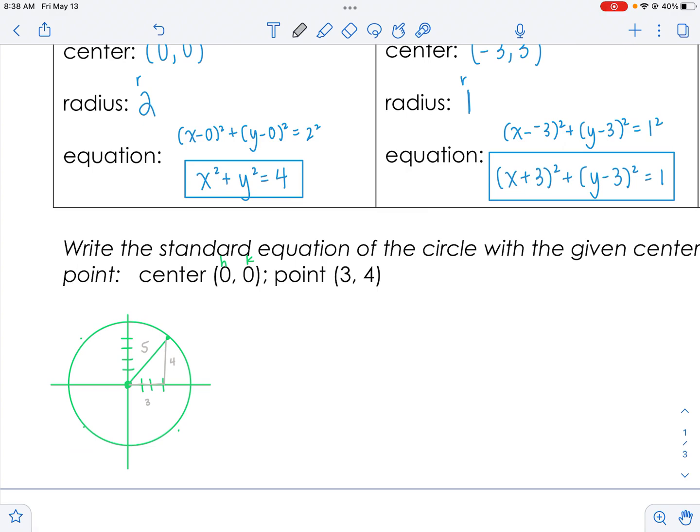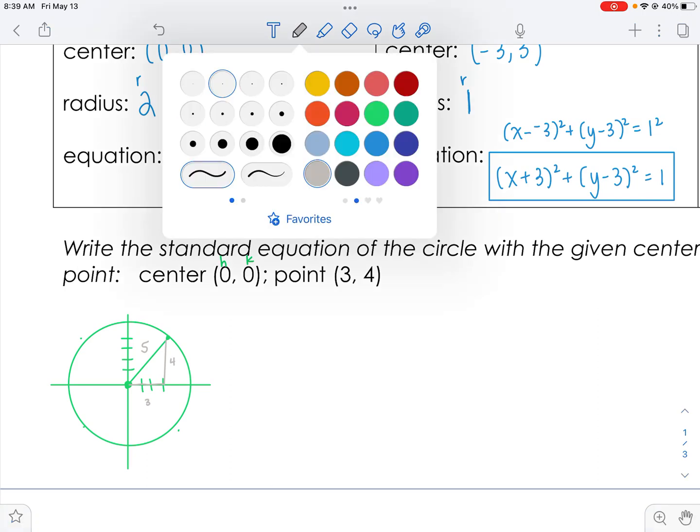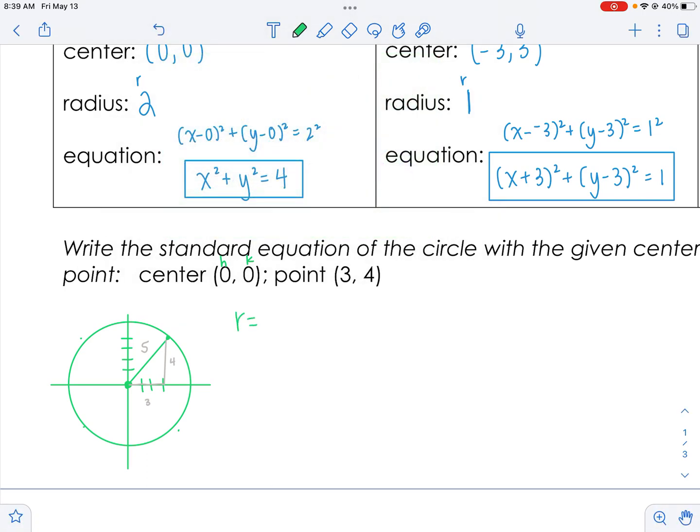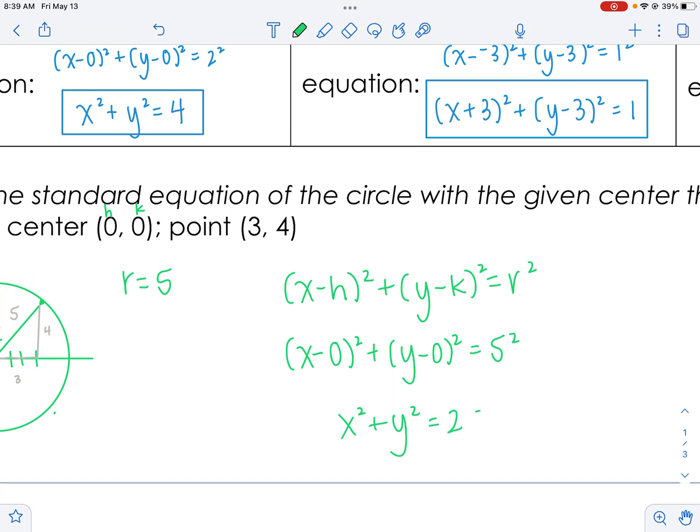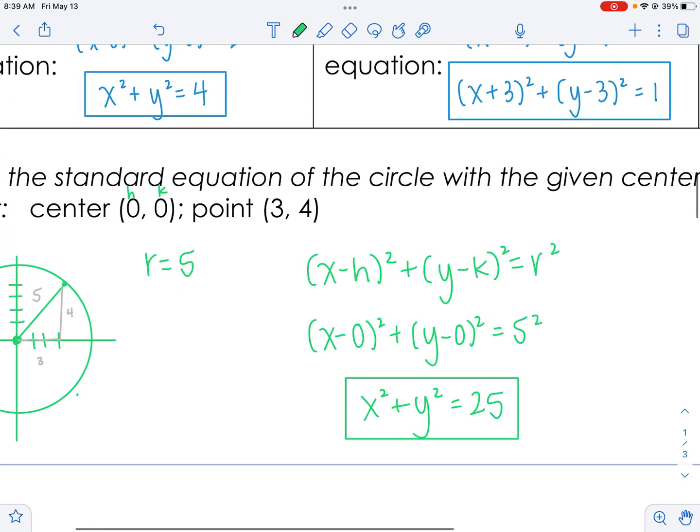So now I have r. We just figured out that the radius is 5. So r is 5. Now I can just plug it into this formula: x minus h squared plus y minus k squared equals r squared. The center was at 0, 0. So x minus 0 squared plus y minus 0 squared equals, the radius is 5 squared. And whenever you simplify that, you should get x squared plus y squared equals 25. So even if we're missing things, being able to put it on a graph really helps.